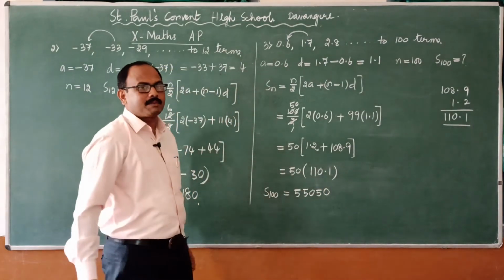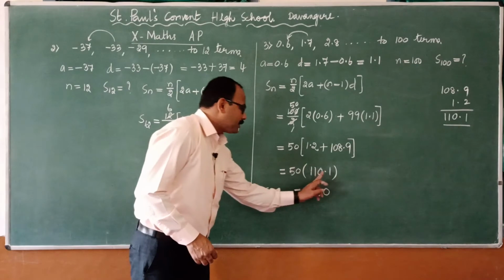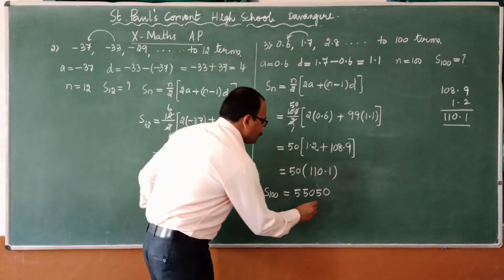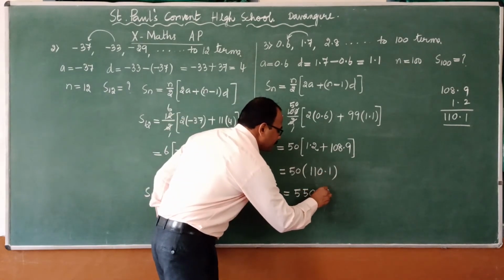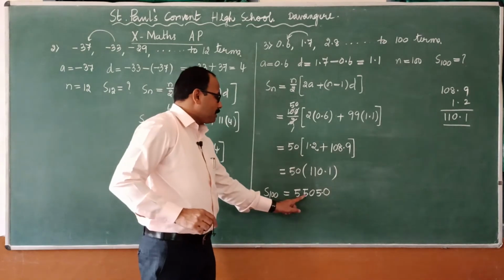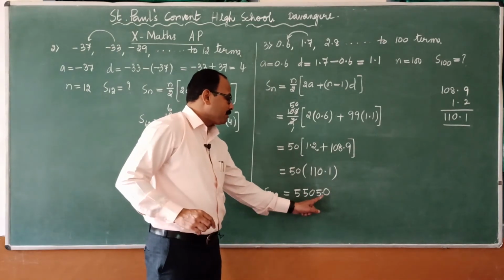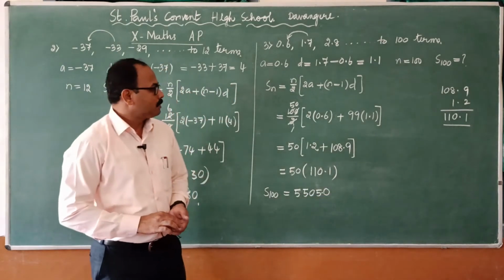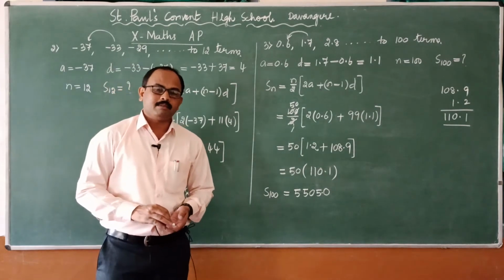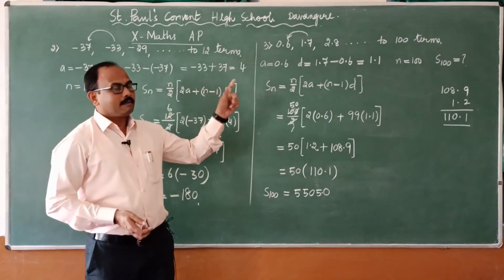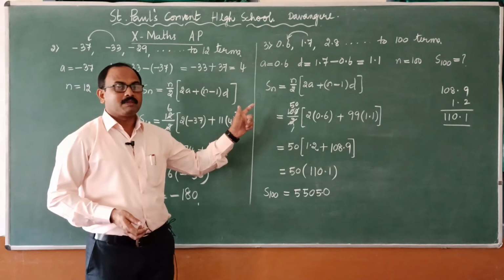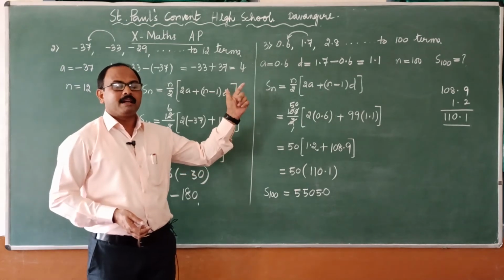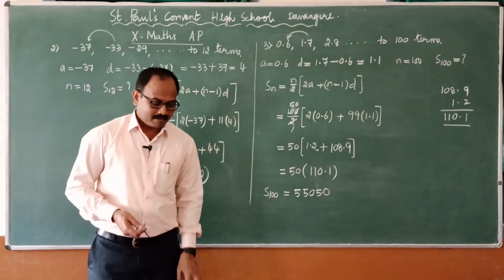After how many digits is the point going to be kept, children? After one digit it has to be kept. Therefore, the point comes here: 5505.0. So this is how we calculate, children. A very important sum, because it involves negative as well as a decimal part.